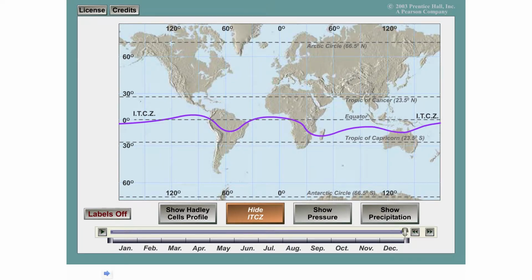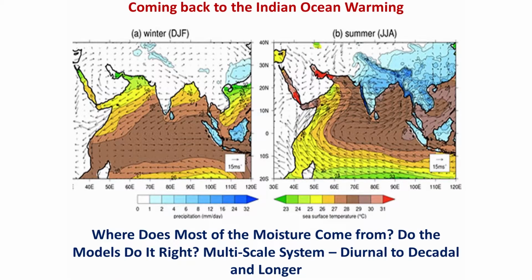Okay. So what does that mean? Let us first look at the circulation over the Indian Ocean. Here again are the sea surface temperatures. The beige and reddish colors show warm sea surface temperatures. So in June, July, August, all the warm temperatures have moved to the north.